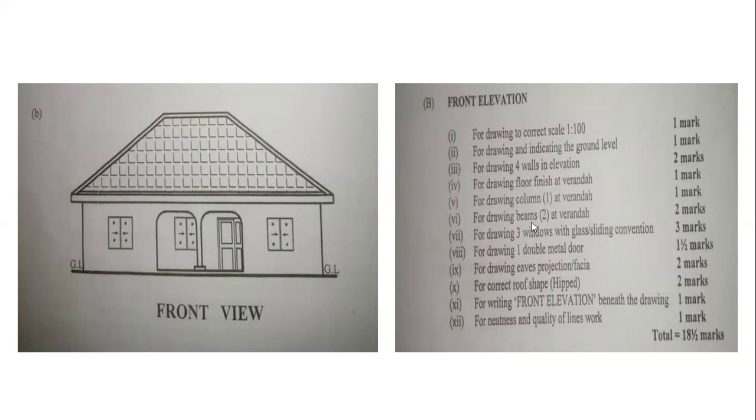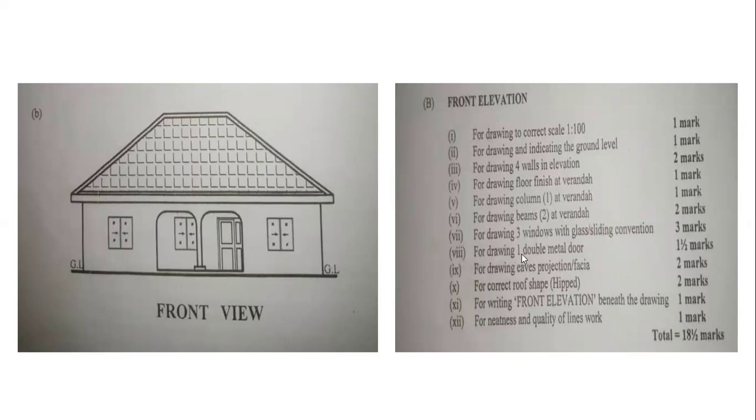And for drawing 2 beams at veranda, we have 1 here, and this is the second one. Those are the 2 beams in the veranda. So 2 marks were awarded to that. And for drawing 3 windows with glass sliding convention, 3 marks. So this is 1 window, 1, 2, 3. Then you must make sure you put the conventional symbol there, that these windows are made of glass. Very important.